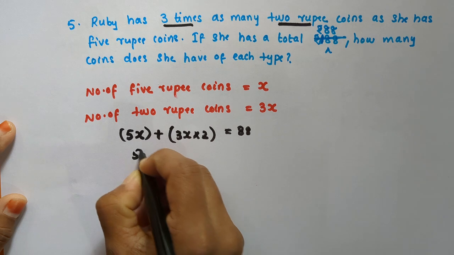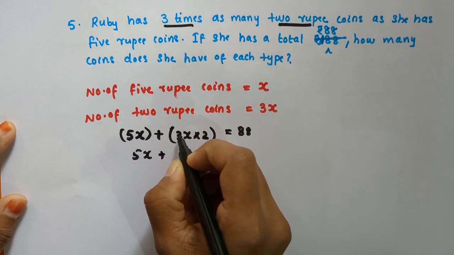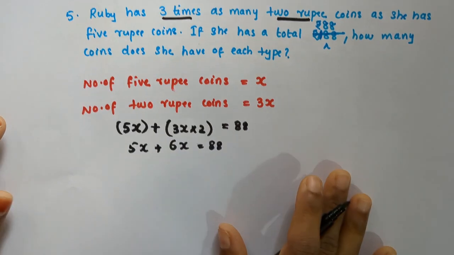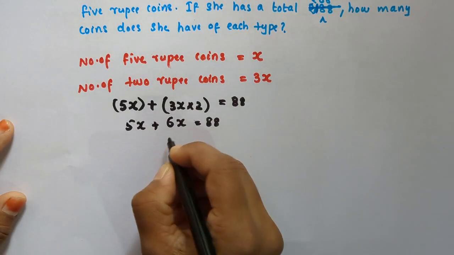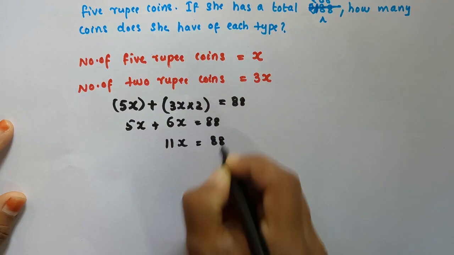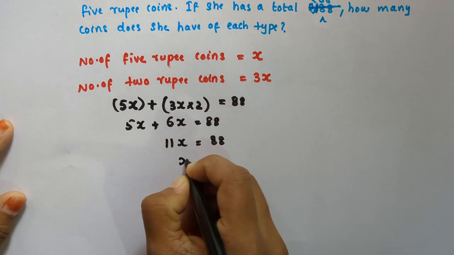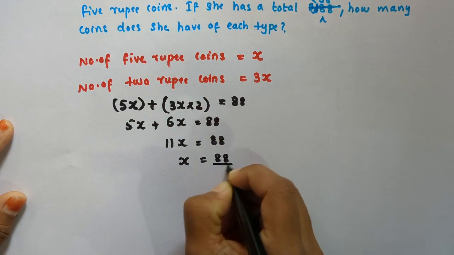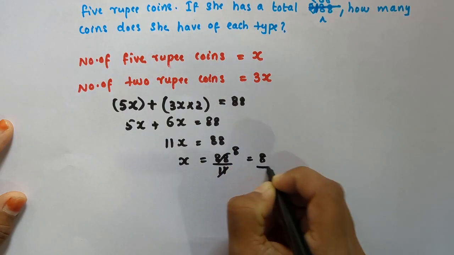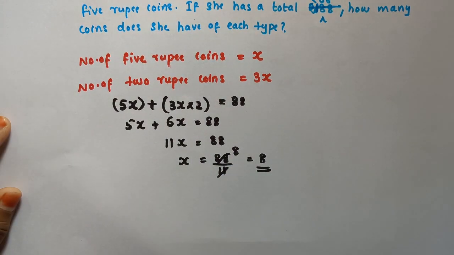That is 5x plus 3 into 2, which is 6, so 6x, is equal to 88. 5 plus 6 is 11. 11x is equal to 88. Then x is equal to 88 by 11. 11 times 8 is 88. So we are getting the value of x as 8.